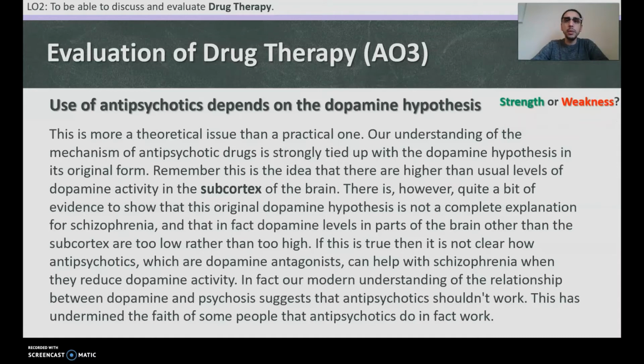So, is this a strength or a weakness? This is a weakness. Right? The dopamine hypothesis is one explanation. There are other explanations. There are other biological explanations, and there are other psychological explanations for schizophrenia.